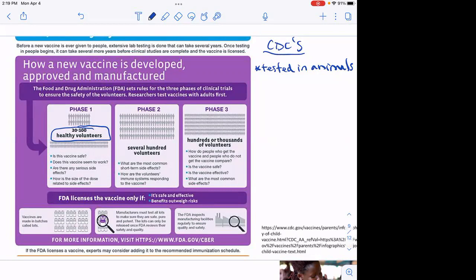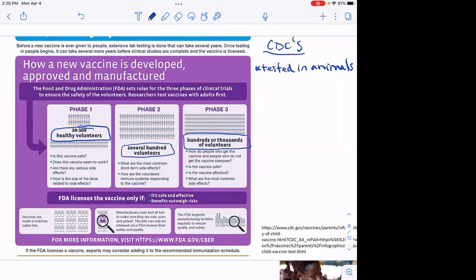If it looks like there aren't any side effects coming up, they'll expand that into several hundred volunteers. And these are not just people that are considered the picture of health. They might be diabetic, or they might have other things going on. They'll mess with the dose a little bit. And again, just trying to get an idea, is it effective? Are there side effects? Okay, if that data looks good, then they'll expand it into thousands.